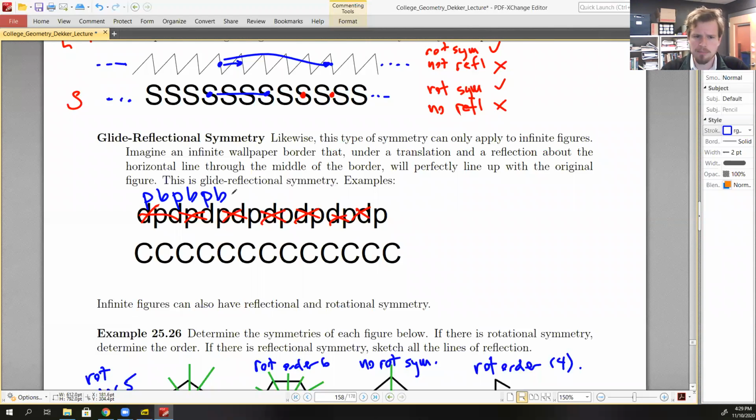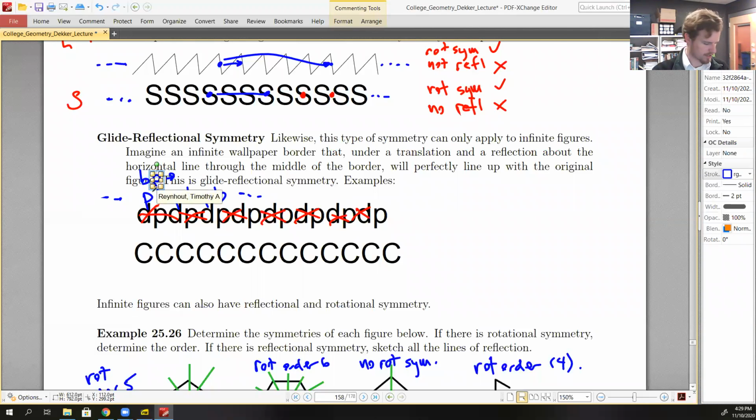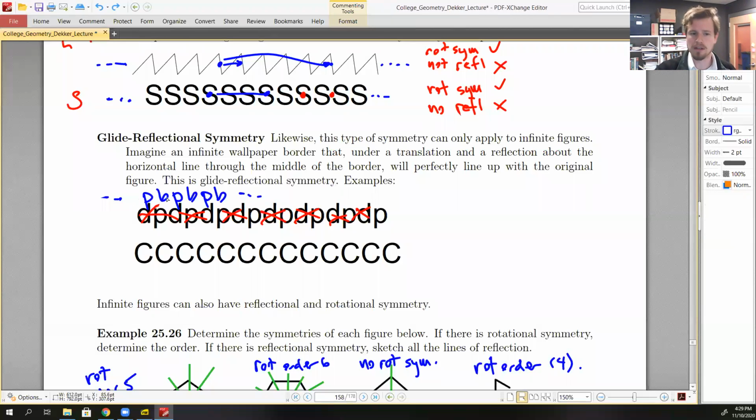Again, note the particular font you use may change that, but PB is what we're interested in there. If I were to reflect it, I would end up with something that looks like BP, and then I would just have to move it over a little bit so that it lines up back to what it was. But of course, this reflection should occur over the line through the middle of the letters. That way, all I have to do is move to the left or to the right, and it would line up with the original figure.